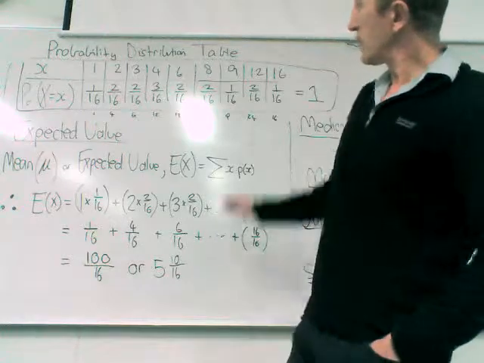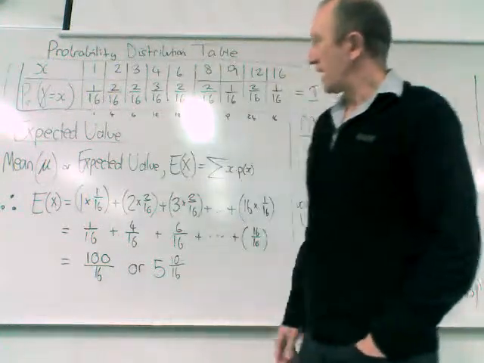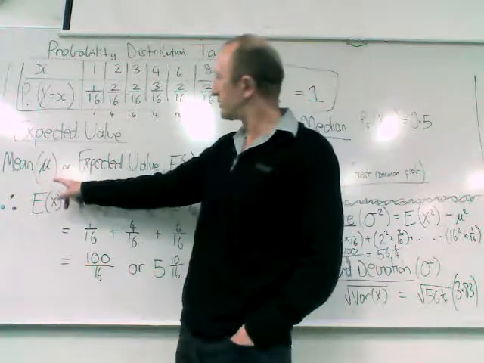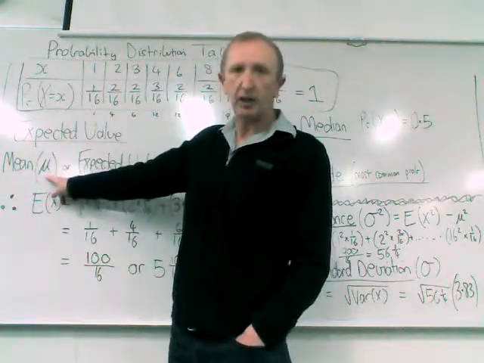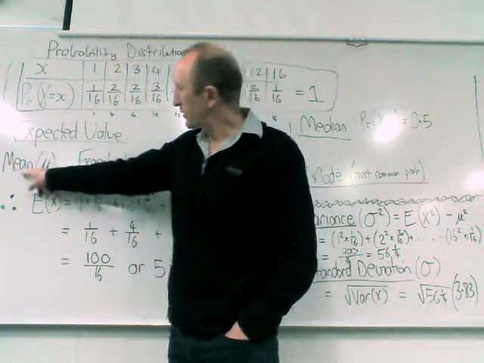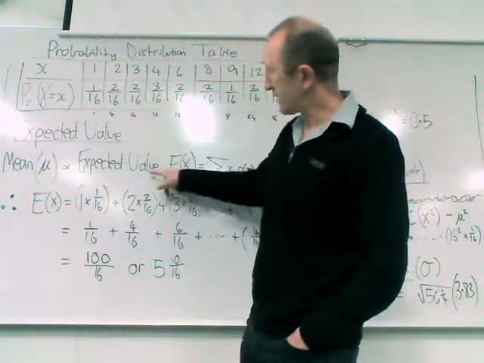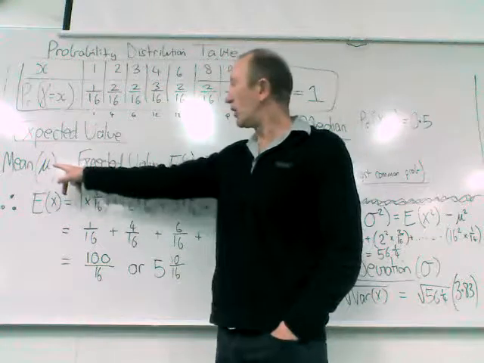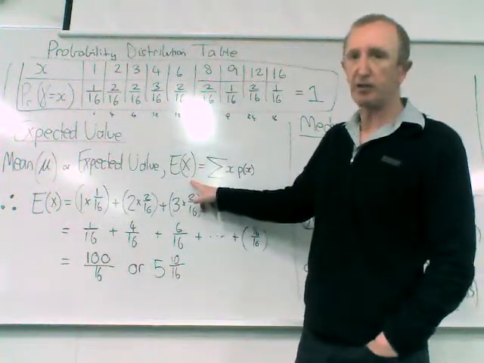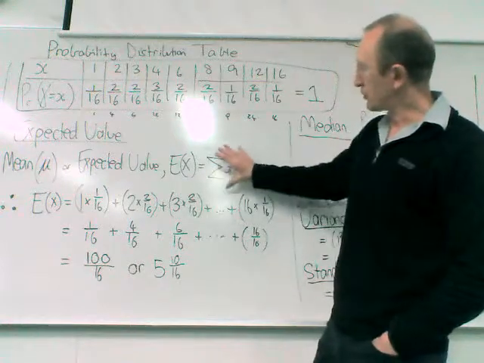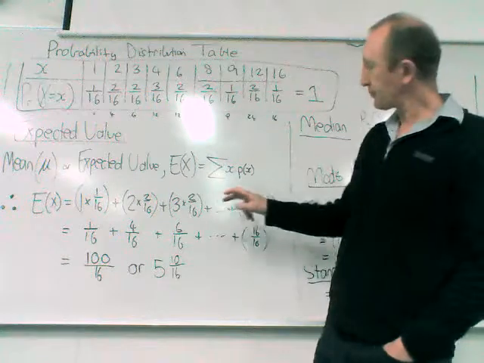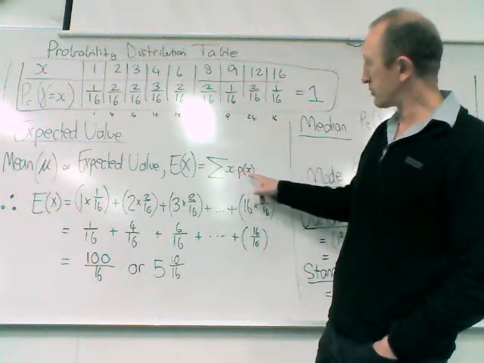So here's an example. We've got our table, and so first of all we're going to be looking at the mean. We usually use this symbol for a mean. It's a Greek letter, it's called mu, and so that's the symbol for mean. We can also call this expected value. So either mu or E(X) represents the expected value. This is the formal equation for the expected value. You've got this symbol called sigma, x times P(x).